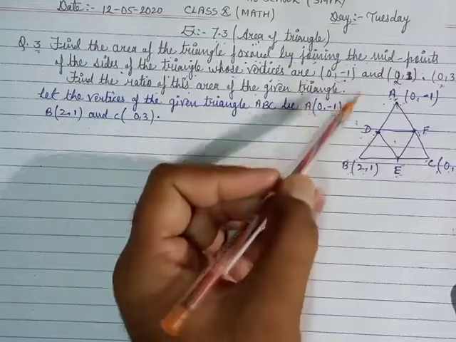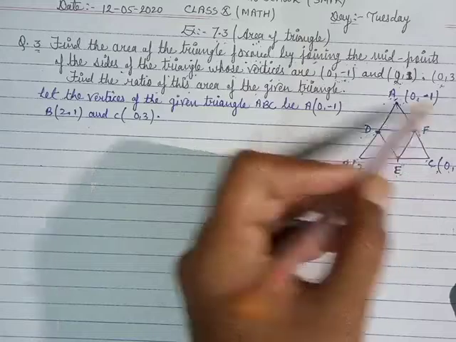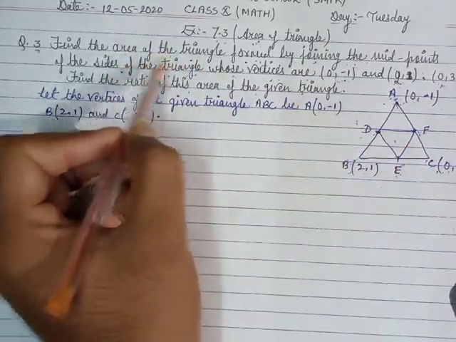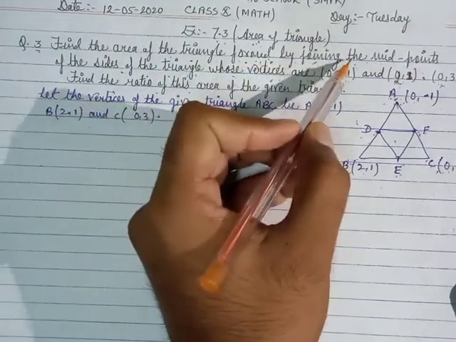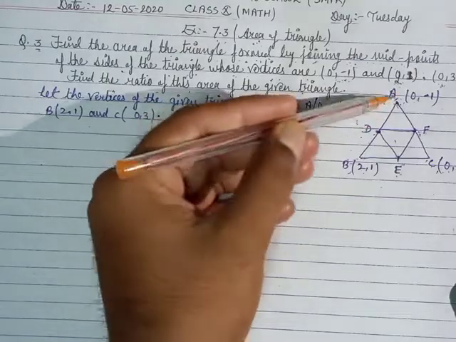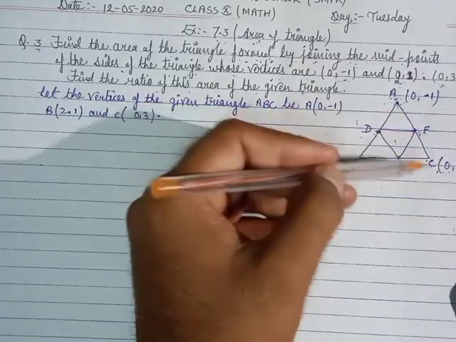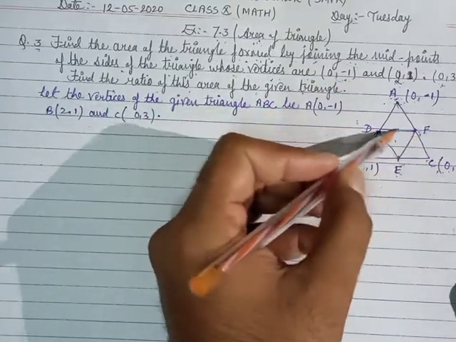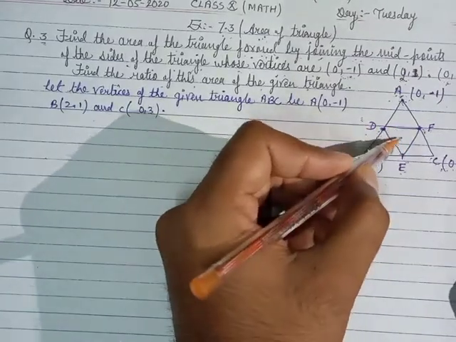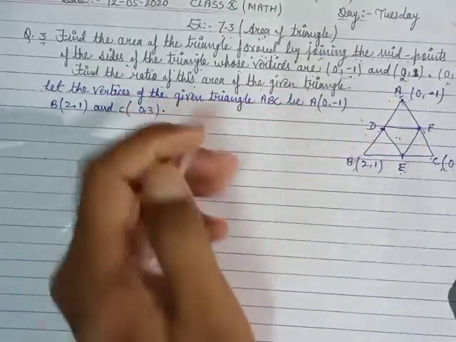Let us assume that we have a triangle ABC and the coordinates of the vertices are given in the question here: (0, -1), (2, 1) and (0, 3). According to the question, find the area of the triangle formed by joining the midpoints of the sides. Let D be the midpoint of AB, E the midpoint of BC and F the midpoint of AC. When we join the midpoints, you can see we form a triangle here. According to the question, find the area of triangle DEF, then ABC, and find the ratio.